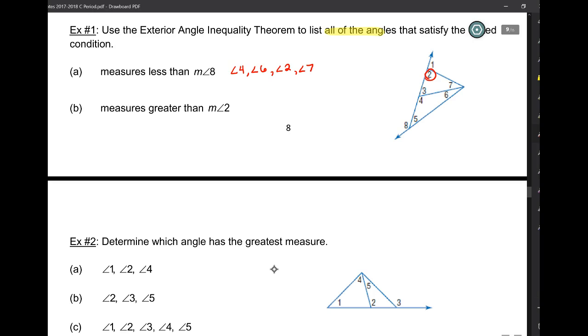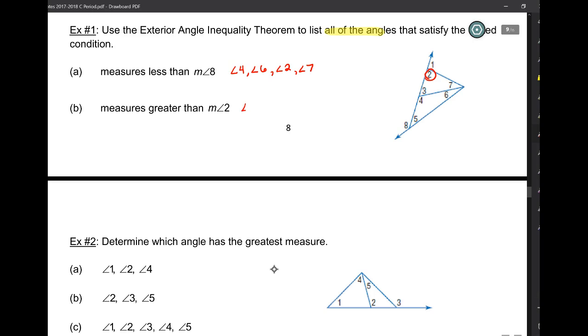Okay, so we want measures that are bigger than angle 2. So 2 is a remote interior angle. We want to identify any exterior angles that would be associated with that. What do you have? I did 8, 1, and 4.